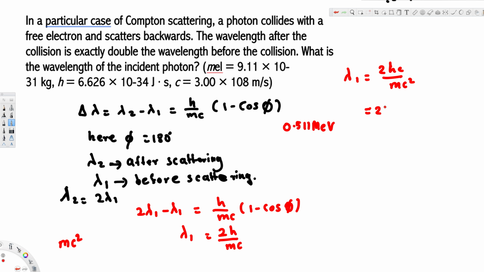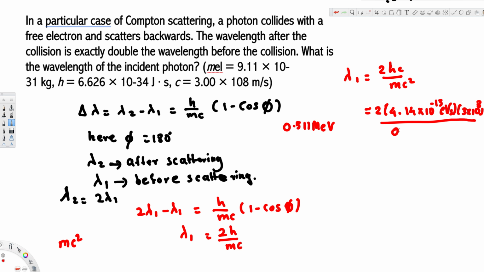2 times, let's see, h is Planck's constant. In electron volts, here we have this one in joules. In electron volts, that's equal to 4.14 times 10 to the power of minus 15 electron volts times 3 times 10 to the power of 8. Actually, this part is unnecessary. You can directly just plug it in, right? Because we have h and the mass also provided, that is 9.11. Both ways you will get the same answer.